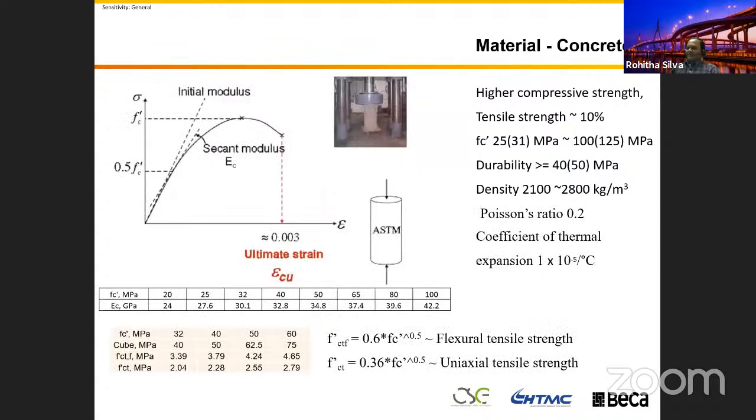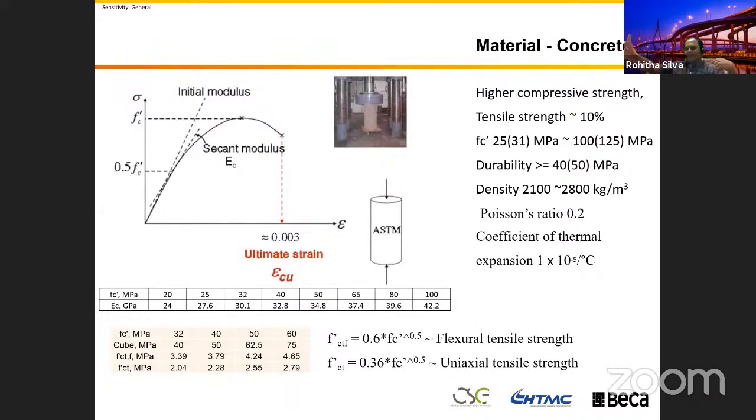As a material, concrete has a Poisson ratio of 0.2, and a thermal expansion coefficient of 1 in 10 to the power minus 5. I use this as 1 millimeter per 100 meters per 1 degree centigrade. This is the way you need to remember.